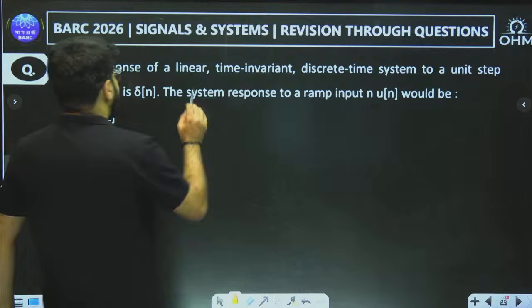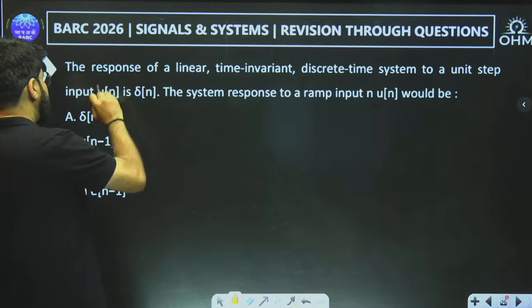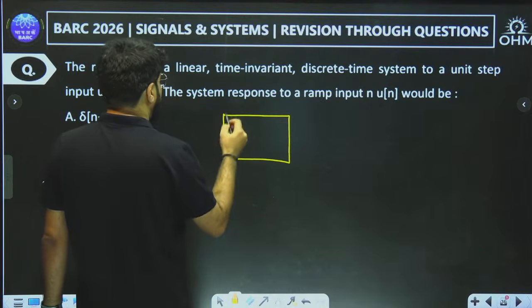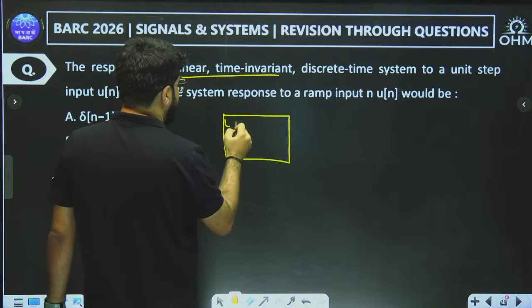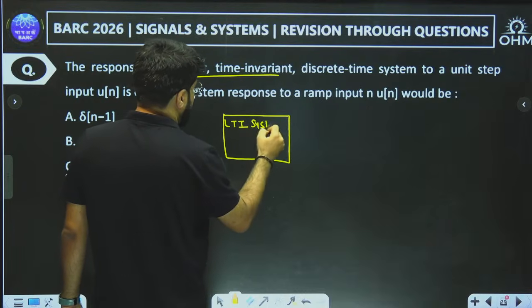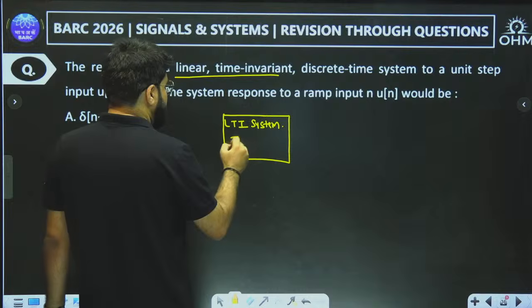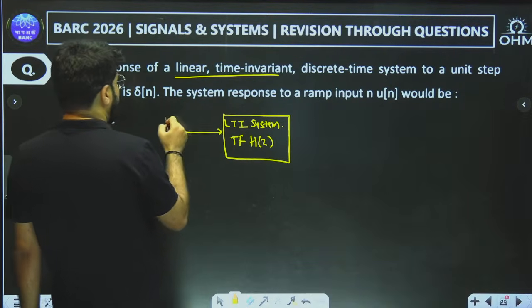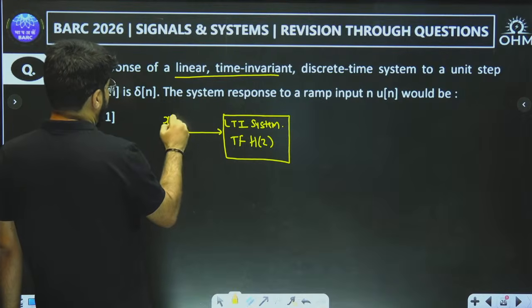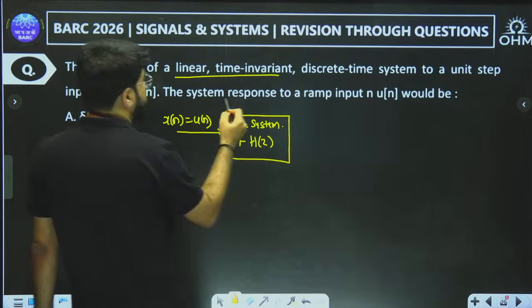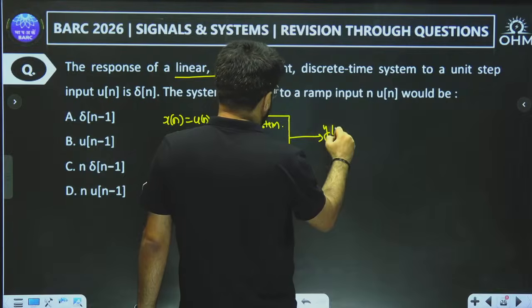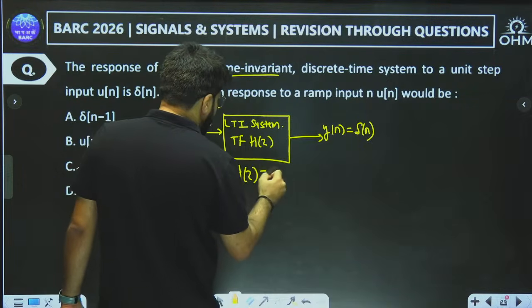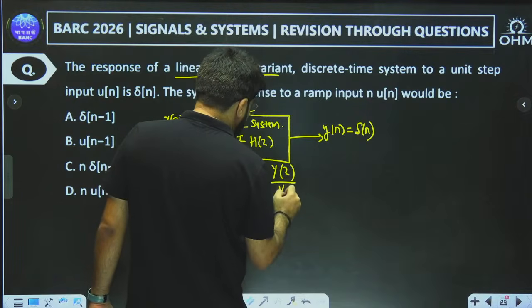Now see here, the response of a linear time invariant discrete time system to unit step input. Let us try to solve this in the Z domain only, it will be easy. Suppose this is the LTI system given, which has the transfer function H(z). What is the data given? The input is the unit step, x[n] equal to u[n]. The response means the output y[n] is simply delta[n]. The system transfer function is given by Y(z) divided by X(z).